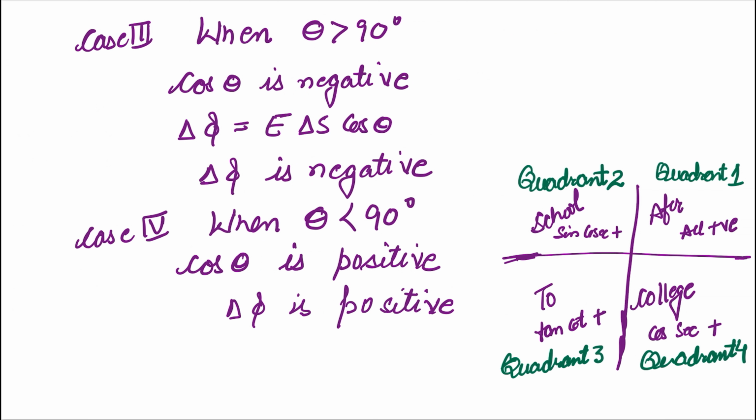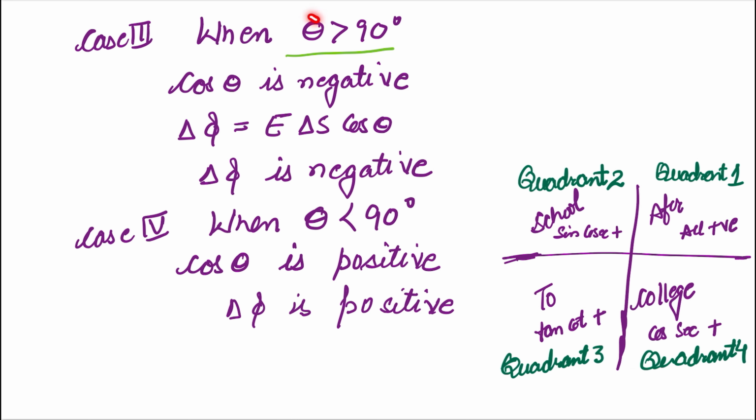Now the third case: if you have angle theta greater than 90 degrees, it means your area vector is aligned in the electric field in such a manner that the angle theta is greater than 90 degrees. The 0 to 90 case was easy. Now the angle is greater than 90 degrees, so we consider the quadrants. The first quadrant is from 0 to 90 degrees, the second is from 90 to 180 degrees, the third quadrant is from 180 to 270 degrees, and the fourth one is from 270 to 360 degrees.